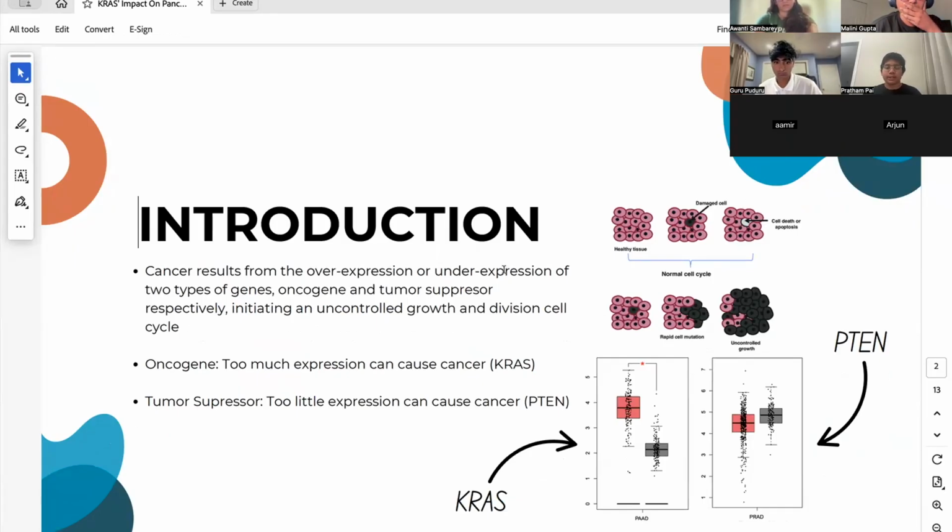And from here, you can see on these graphs that for CRAS, higher expression is associated with tumors, where red means tumors, and lower expression for PTEN is associated with more tumors. So it's the opposite for both. I hope I said that correctly. All right, next slide.